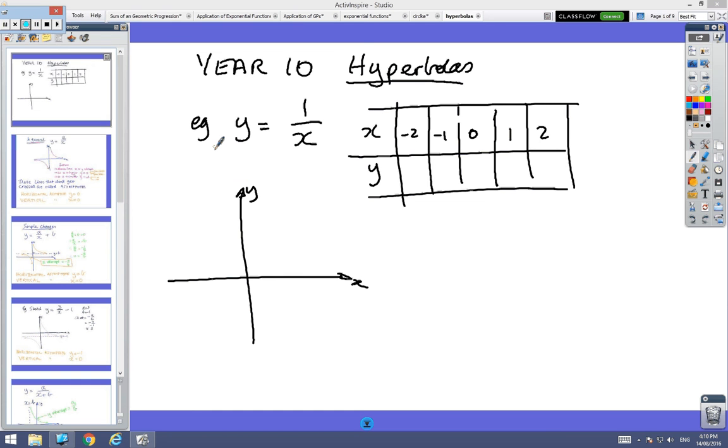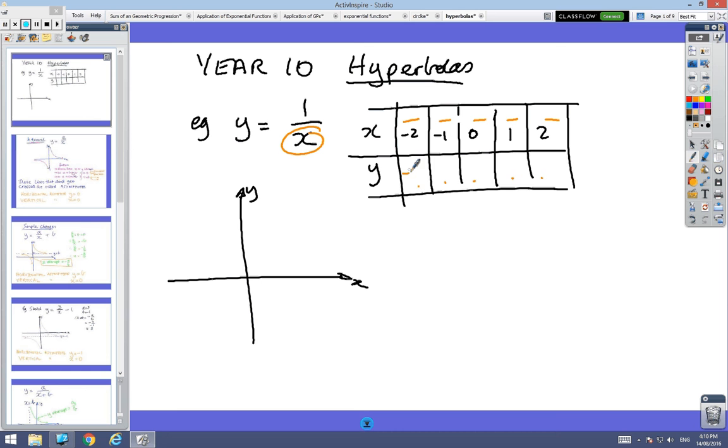Okay, so up to our next one, which are called hyperbolas. Hyperbolas, hyperbolas. Okay, and these look like fractions. So what I want you to do is just use your calculator and put in these numbers and generate a table of values, and then we'll sketch it. Okay, so pause and have a go.